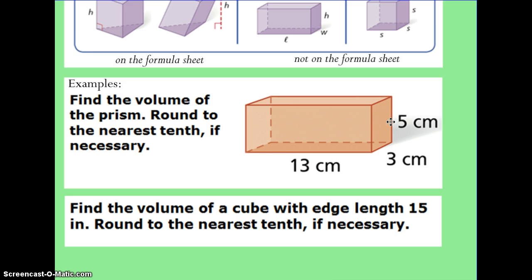Round to the nearest tenth if necessary. So what we have here is a base length of 13, a width of 3, and a height of 5. So this is going to be 13 times 3 times 5, which is 195 centimeters cubed.